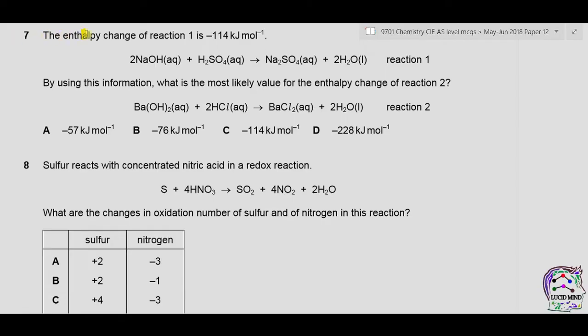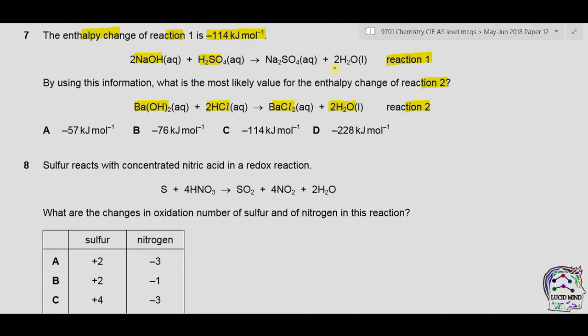Question 7. The enthalpy change of reaction 1 is minus 114 kilojoules per mole. This is reaction 1. We can see that alkali and acid react to form salt and water. By using this information, what is the most likely value for the enthalpy change of reaction 2? In reaction 2, we can see that alkali and acid are reacting to form salt and water.